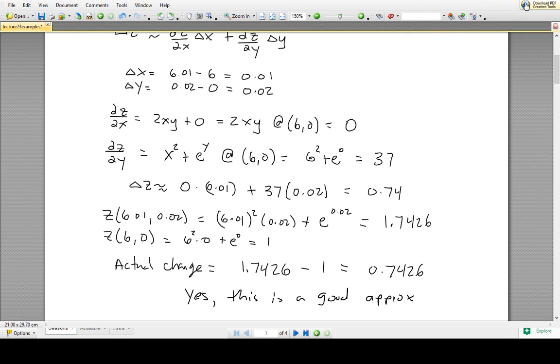And we really shouldn't be surprised by this because x and y did change by a very small amount. The larger you change x and y, the worse and worse this approximation becomes.